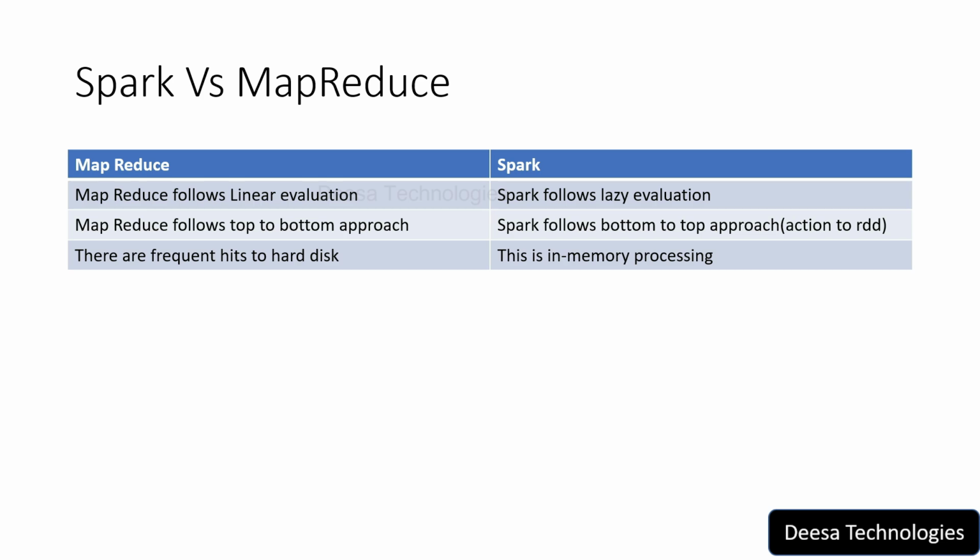And MapReduce has frequent IO hits because it does not have this execution plan created. So every time it has to save the data to the disk and then read the data from the disk. But in Spark, because the execution plan is created on the go, it does not have to store the data on the hard disk. Rather, it can do in-memory processing. And this is the main reason why Spark is much faster than MapReduce.